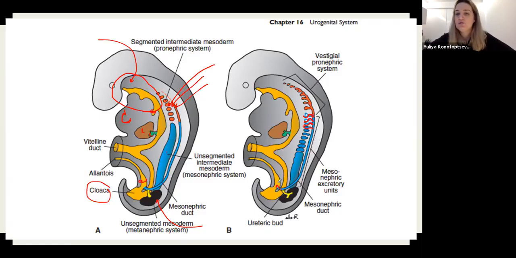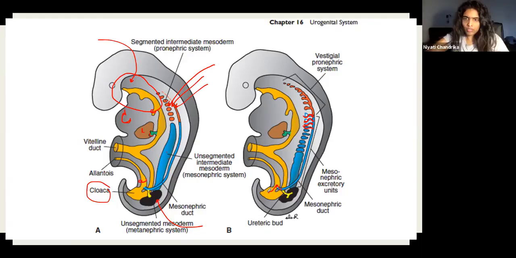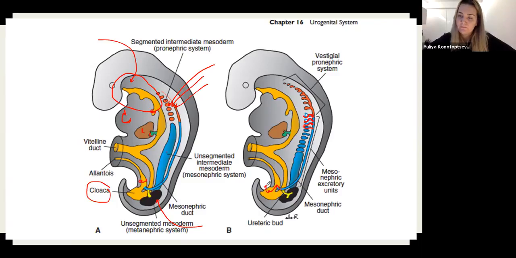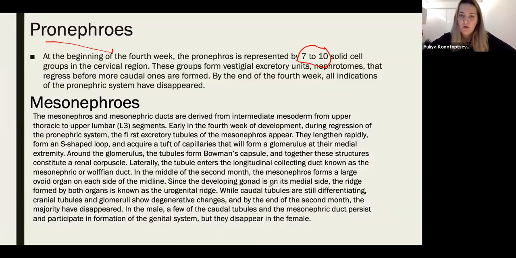So if the embryo needs to urinate, right? Bladder is filled, so embryo needs to urinate. Where will this urine go? It will go to the cloaca. From the cloaca, it will go to the proctodeum. So through the anal canal, the embryo will be peeing in this early stage.